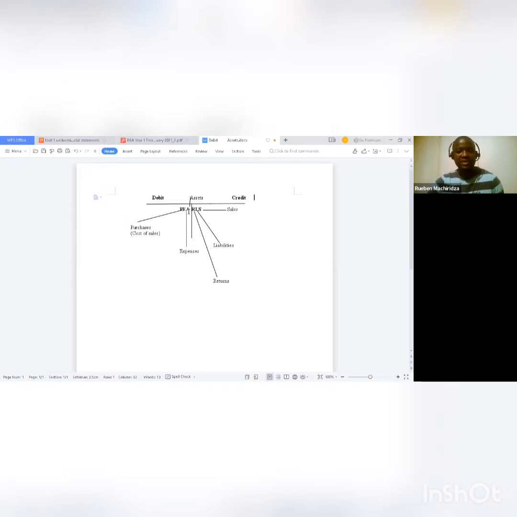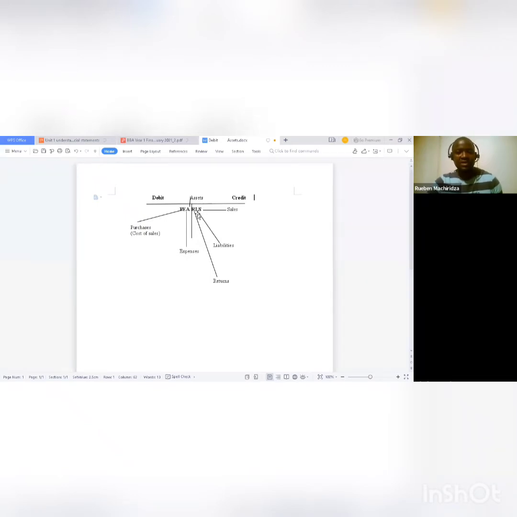All the items that are on the debit side have got a debit balance. All the items that are on the credit side have got a credit balance. So you can just use that formula when you are not sure what account balance the account you are having has. The first P is for purchases or cost of sales. They have a debit balance. The E is for the expenses. All the expenses have got a debit balance. And then the A is for the assets. All the assets have got a debit balance.